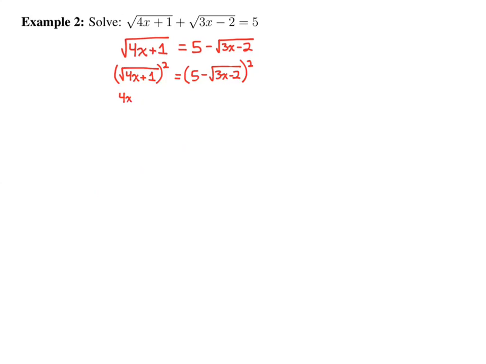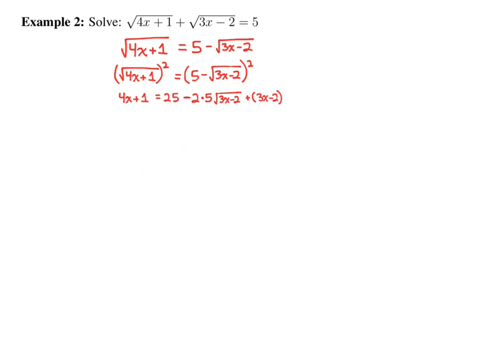All right, now on the left, super nice. It's just 4x plus 1. On the right, okay, so 5 squared is 25, but then we have to double the middle term, so it's minus 2 times 5 times the square root of 3x minus 2. And then at the end, you have plus 3x minus 2 because that's the thing squared.